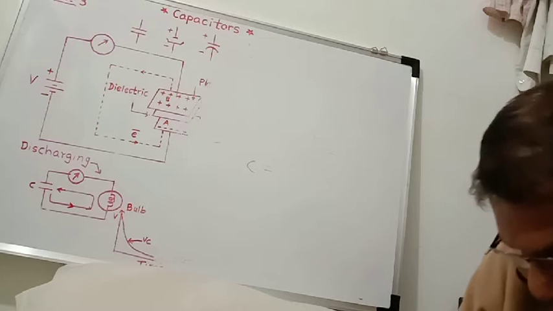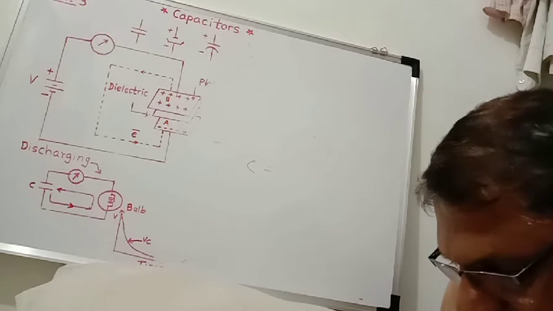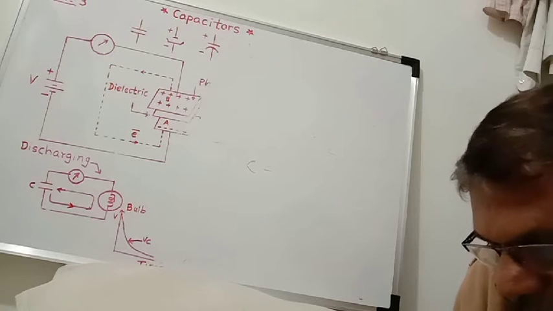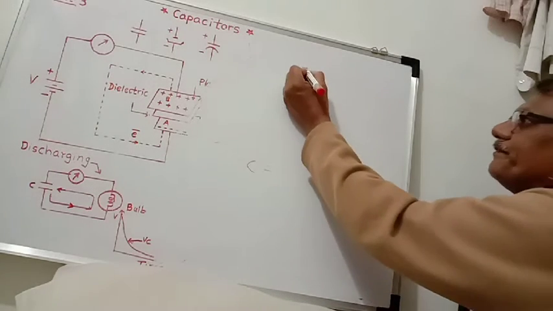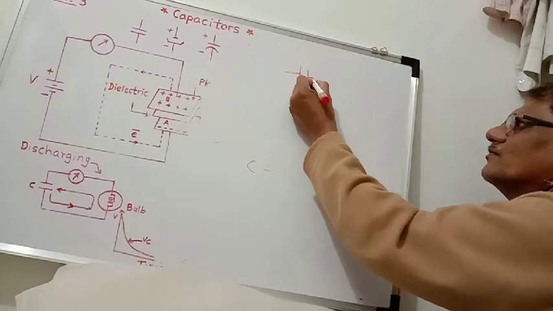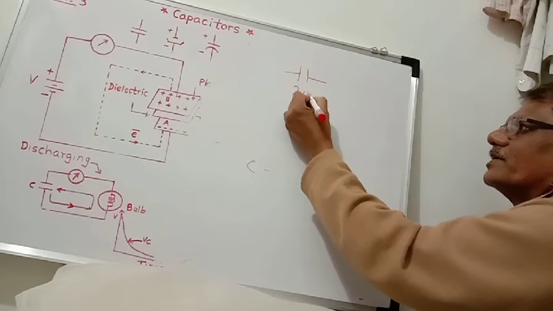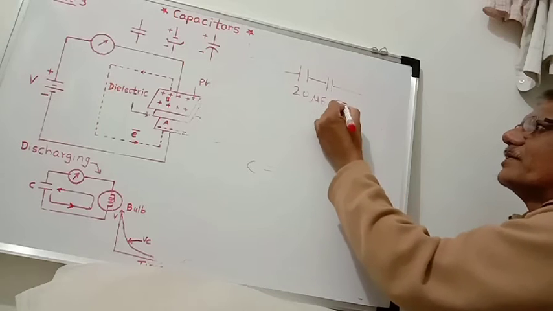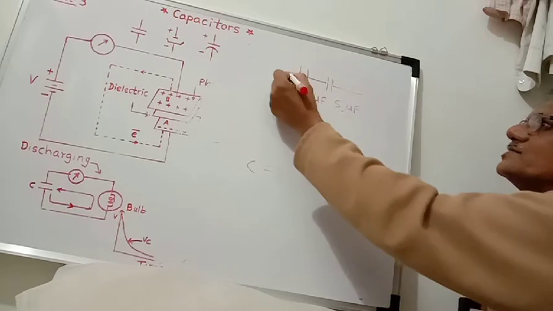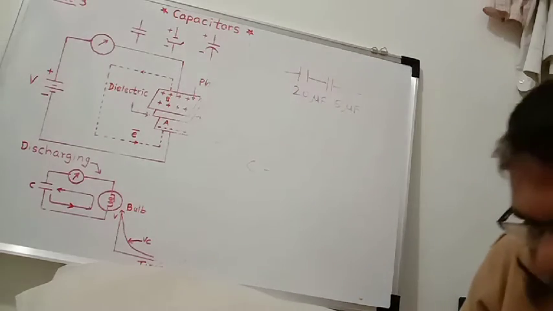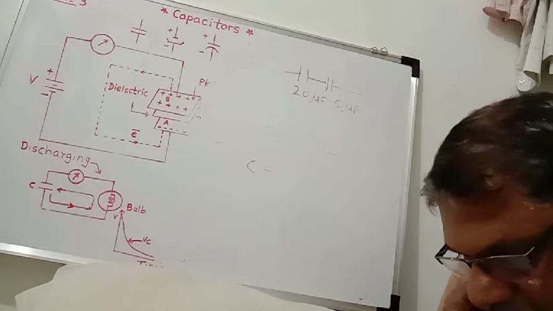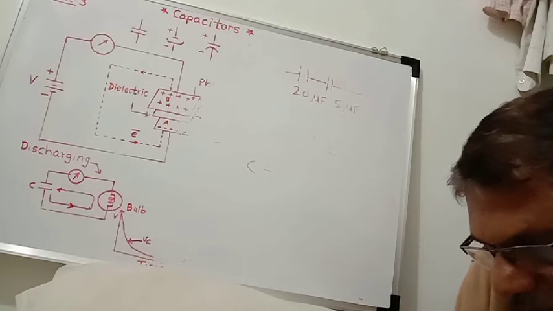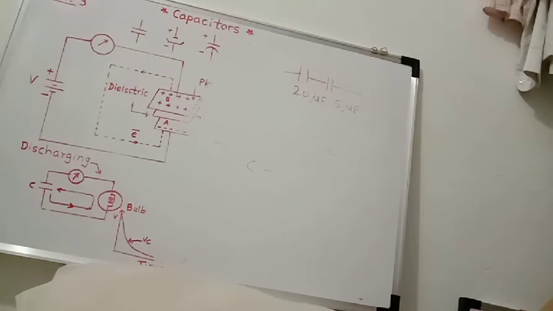Suppose two capacitors, 20 microfarad and 5 microfarad, are connected in series, and then connected in parallel. Here, this is a 20 microfarad capacitor and this is a 5 microfarad capacitor. Then the effective capacitance in each case is what?